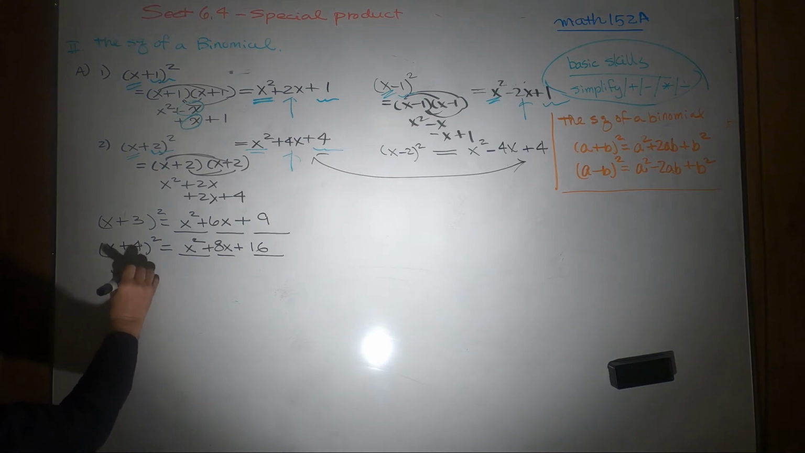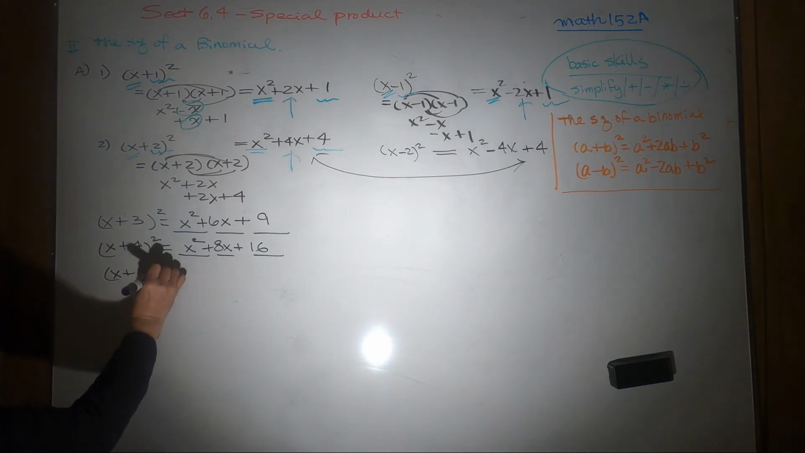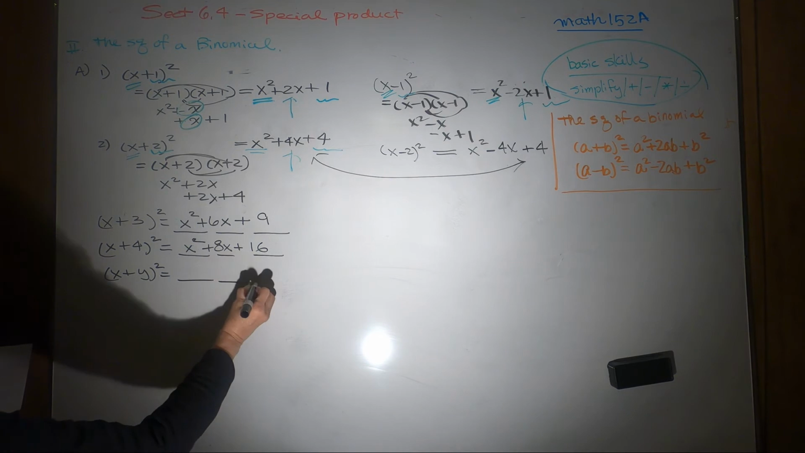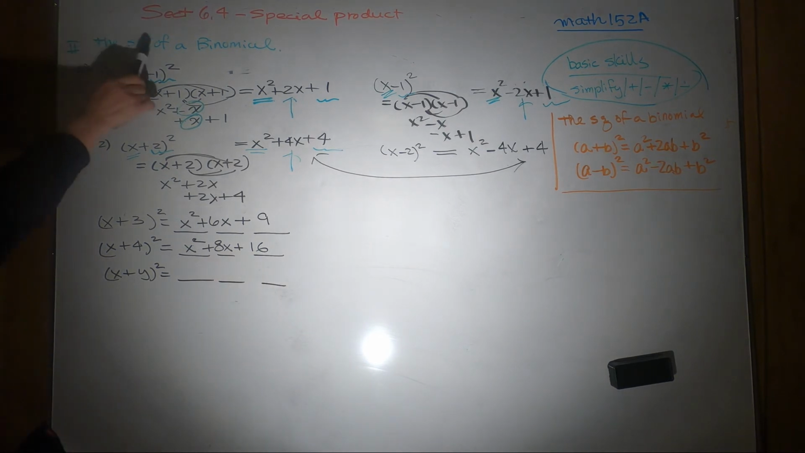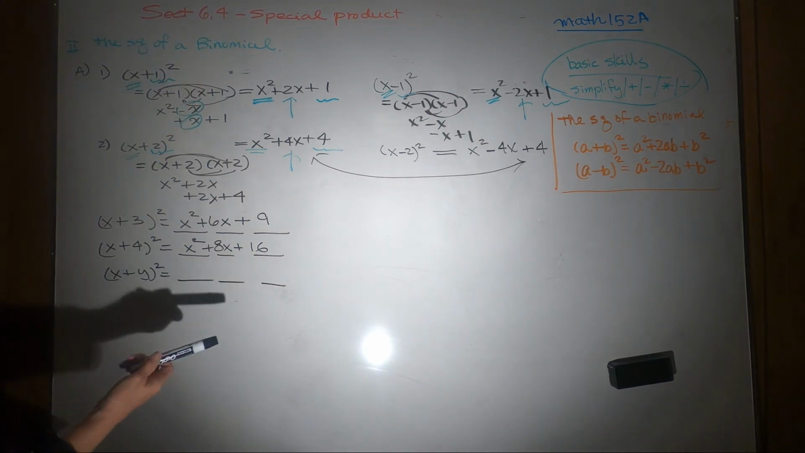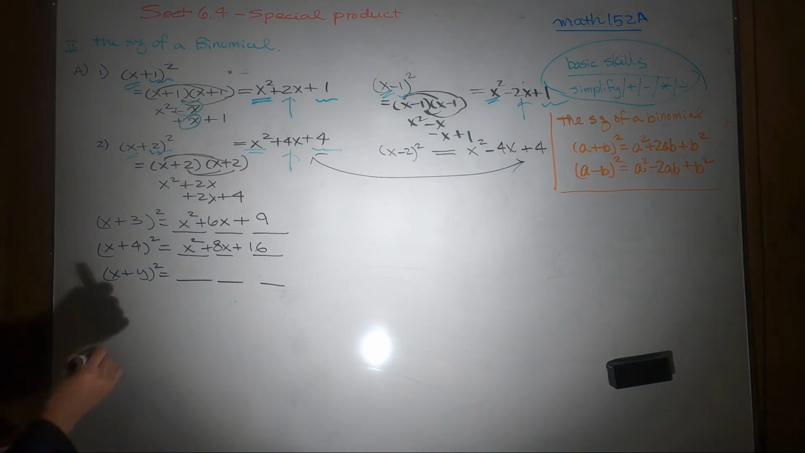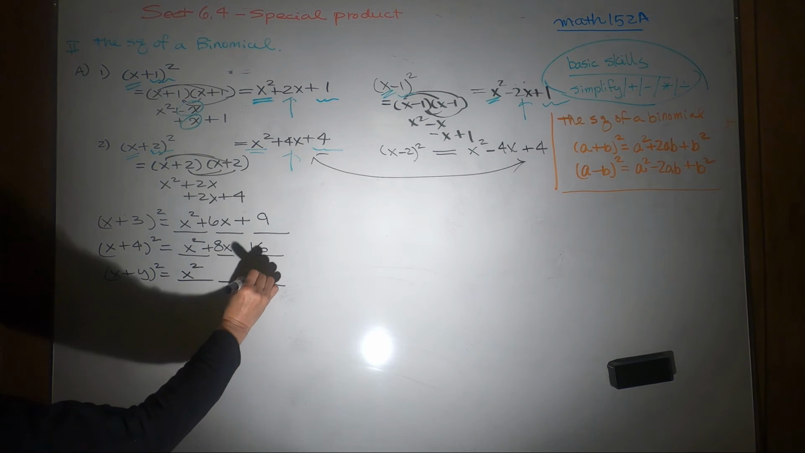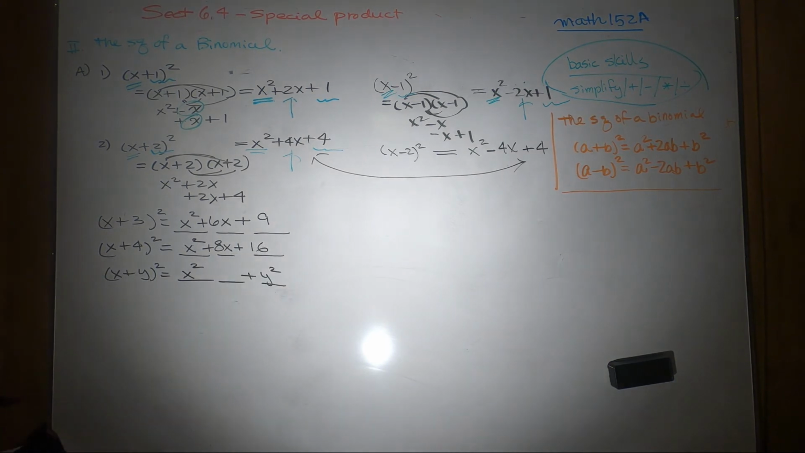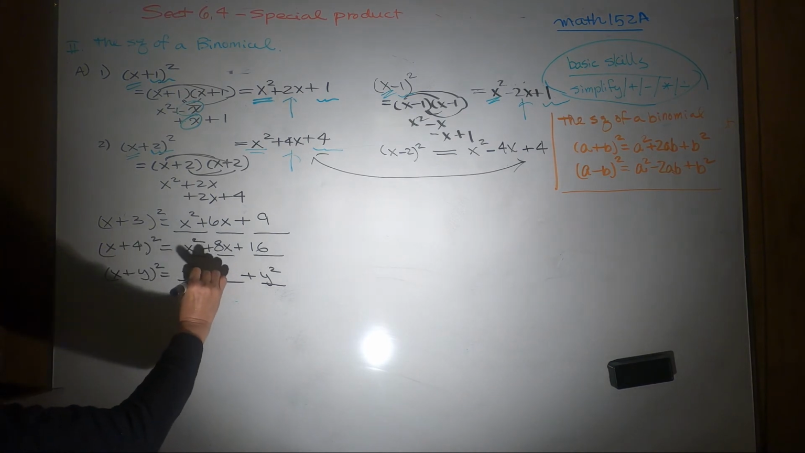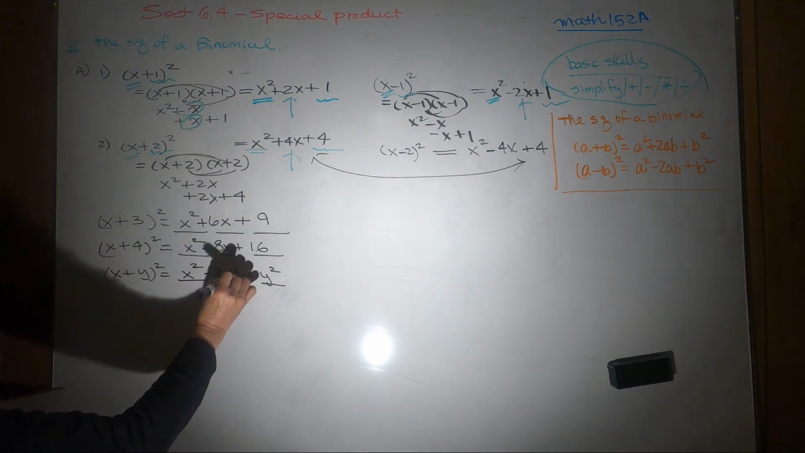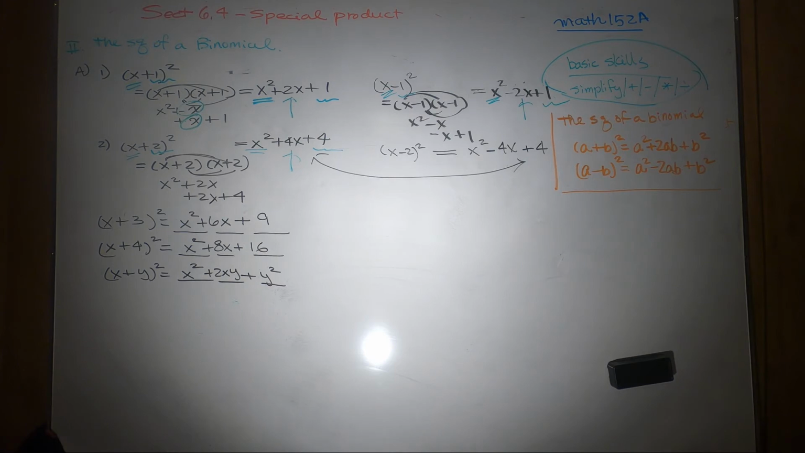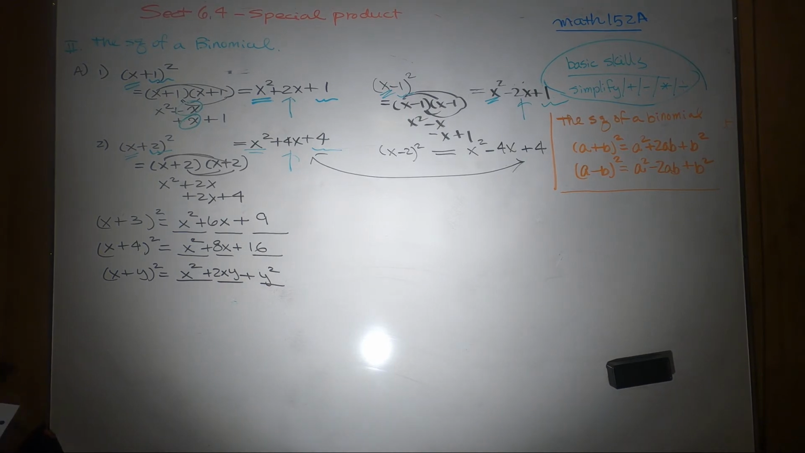If you have x plus y squared, what do you think you should have? It would be a trinomial, right? The square of a binomial ends up as a trinomial. So first one, x squared. Last one, y squared. Middle one, x times y, xy. Double it, becomes 2xy. Right? Okay.